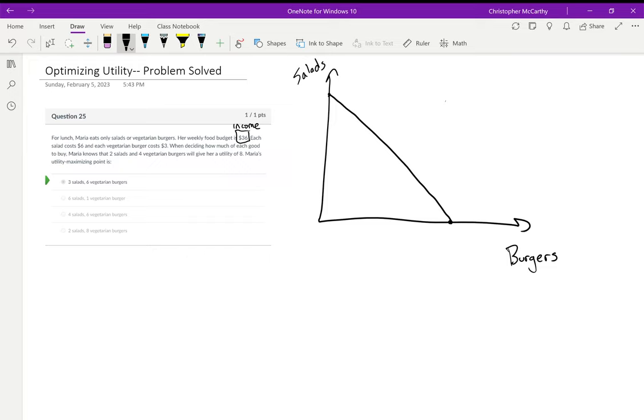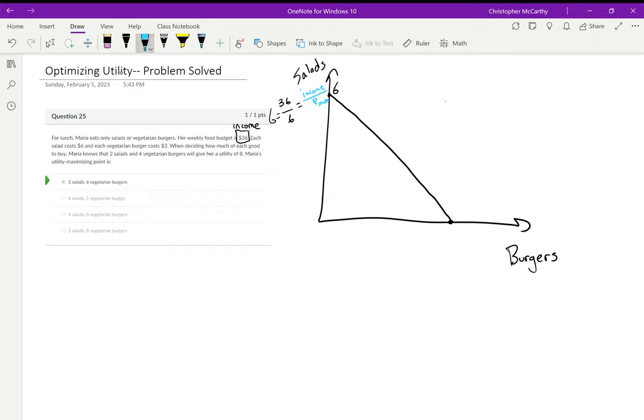So the first thing that I want to do with my budget line is I want to label this y and x intercept, right? And the way to label my intercept here is going to be by using the income that I'm given, and then dividing it by the price of whatever is on that axis, right? So in this case, it'd be salad. So this one would be our total income, which is 36 divided by 6. So that's going to give me 6, right? So we can go ahead and just label this as 6.